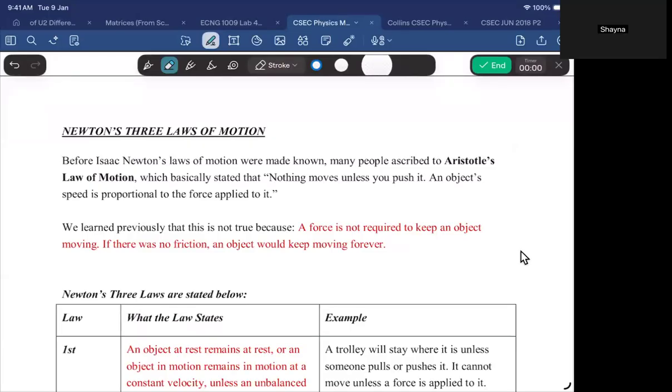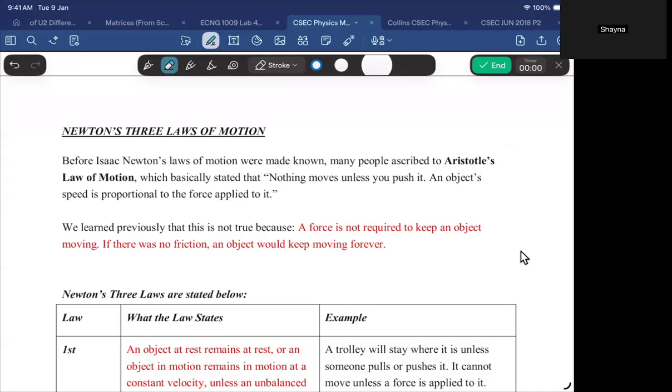Shayna, think of something in space. You would have watched those videos with the astronauts in space. If you apply a force to something in space, it would just keep on moving. So after the initial application of force, are you applying any more force to keep it moving? No, sir. So what Aristotle said was wrong. You don't need to constantly be applying a force for something to move.